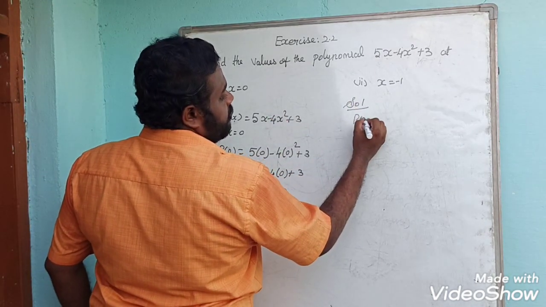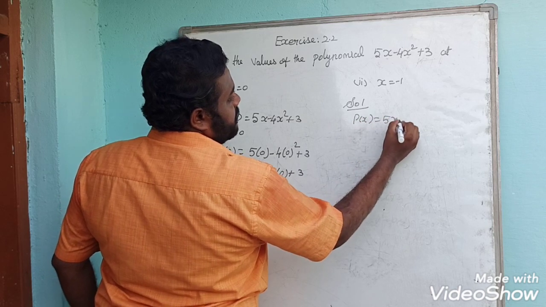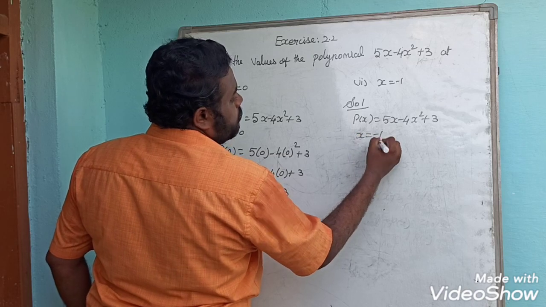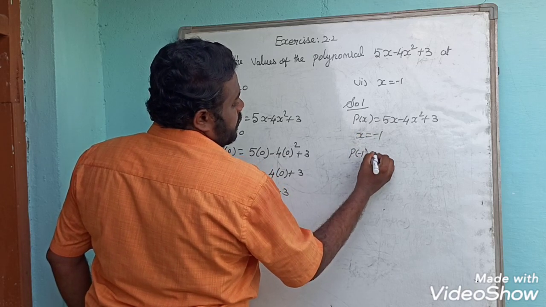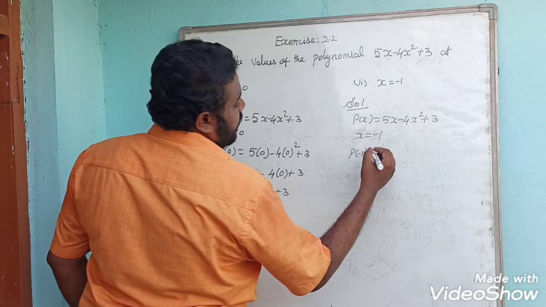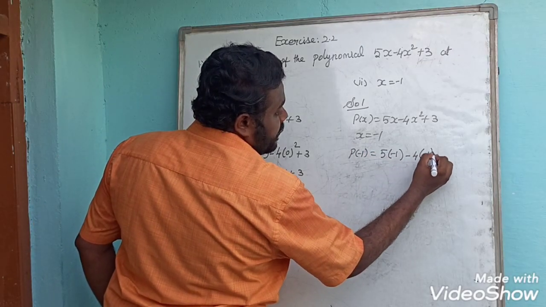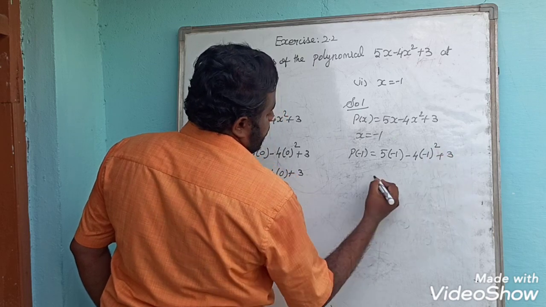Solution. So P of x is the same, 5x minus 4x square plus 3. So x equal to minus 1. So P of minus 1. Instead of x, we substitute minus 1. So 5 into minus 1 minus 4 into minus 1 the whole square plus 3.